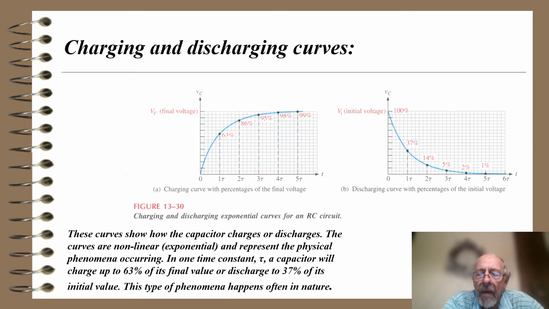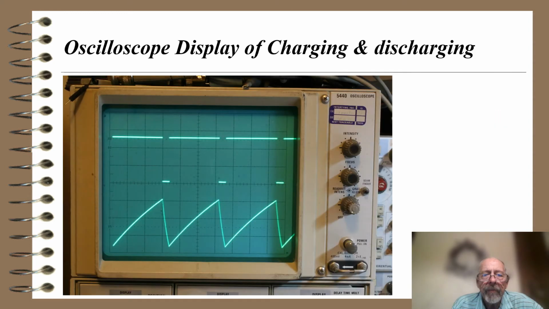And you'd notice that those are the exact opposite, or I shouldn't say opposite, 63 and 37% add up to 100. If you look at 14 and 86, that adds up to 100. 5 and 95 add up to 100, and so forth. So you can predict, again, what the charge and discharge will be if you know one versus the other.